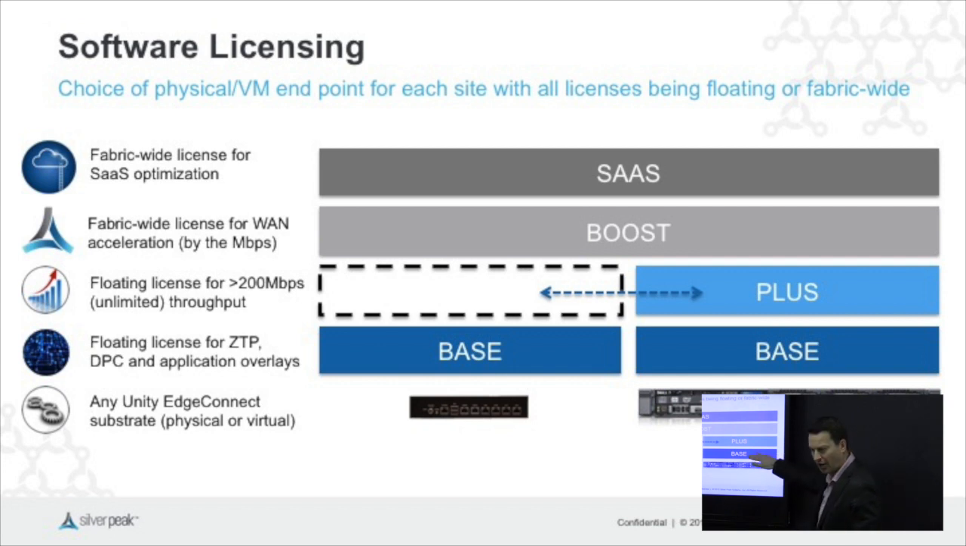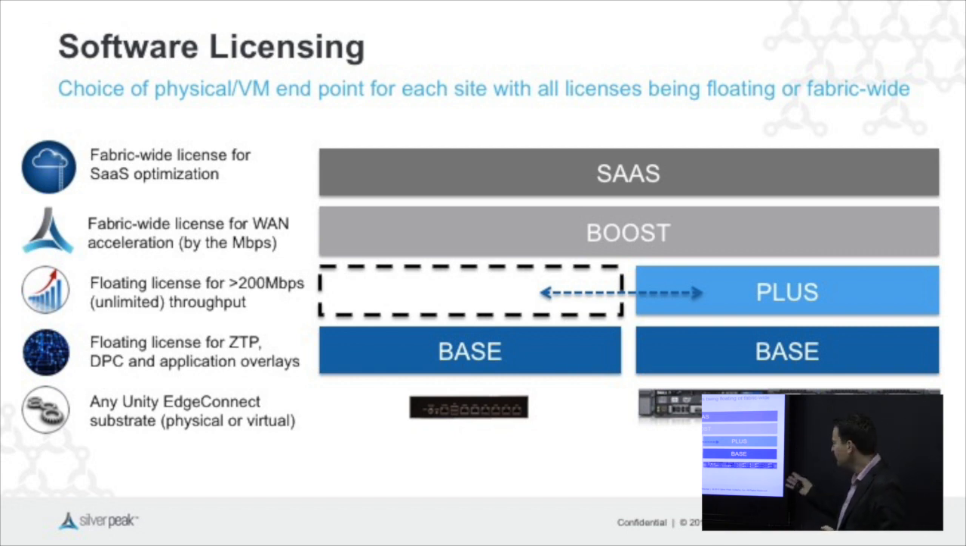So we have a base offering, which gives you all of the software-defined WAN capabilities in terms of dynamic path control, application visibility, all the way into internet statistics. And then we also have the ability to essentially unlock the bandwidth capability of the appliance. So the base license will go up to 200 megabits per second because that is the sweet spot for a small branch, and we want to make the entry point as accessible as possible.